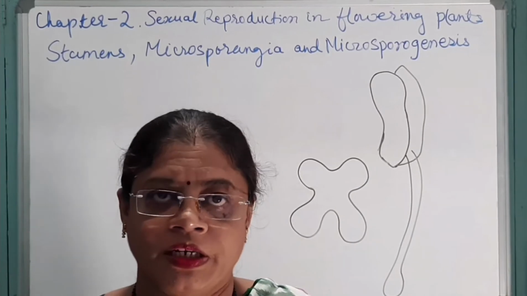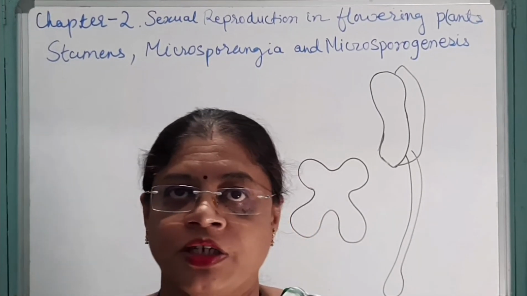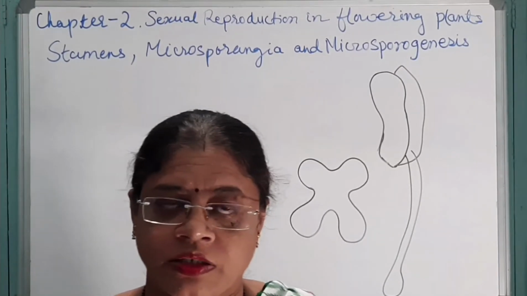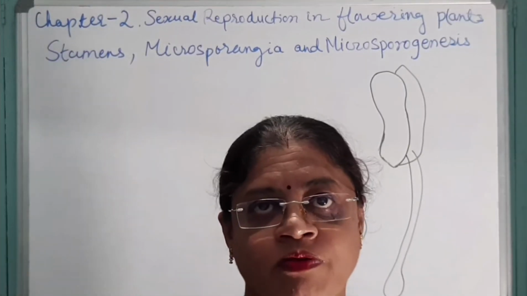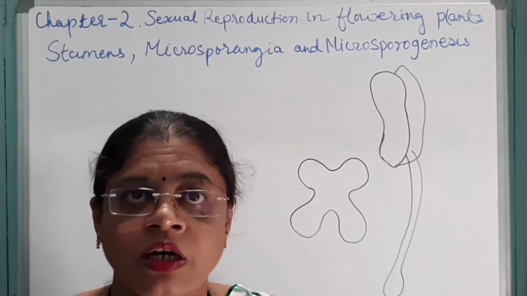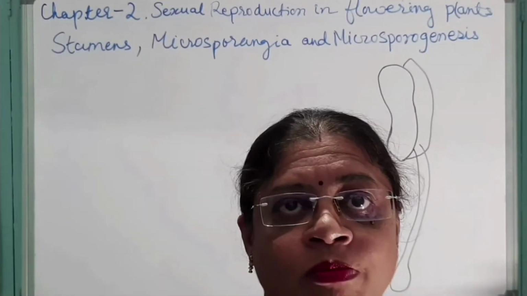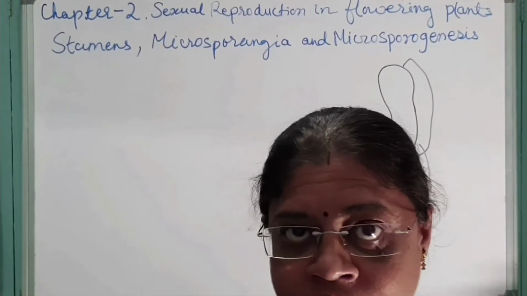Welcome to Biomania. Today's topic is stamen, microsporangia and microsporogenesis. This topic I have taken from 12th class biology, second chapter, sexual reproduction in flowering plants. You can make notes while I teach.